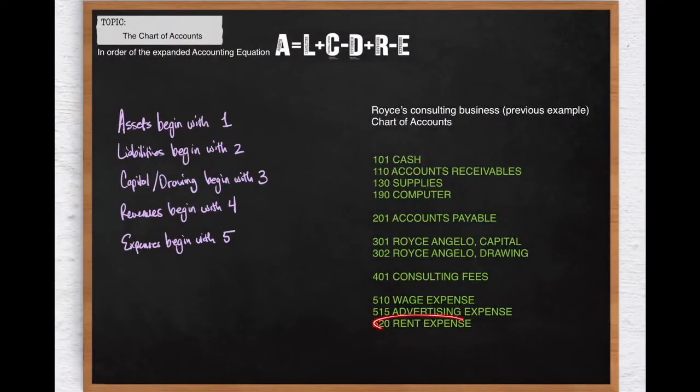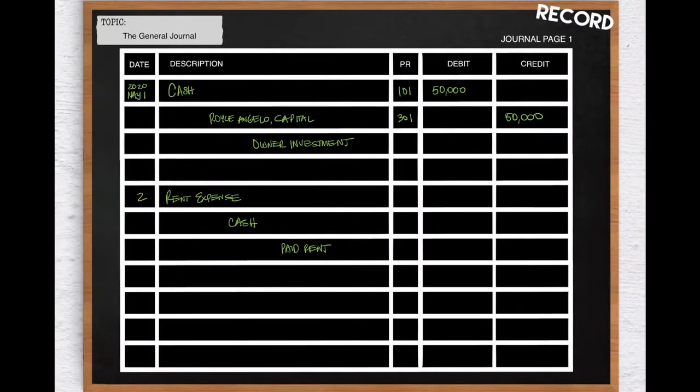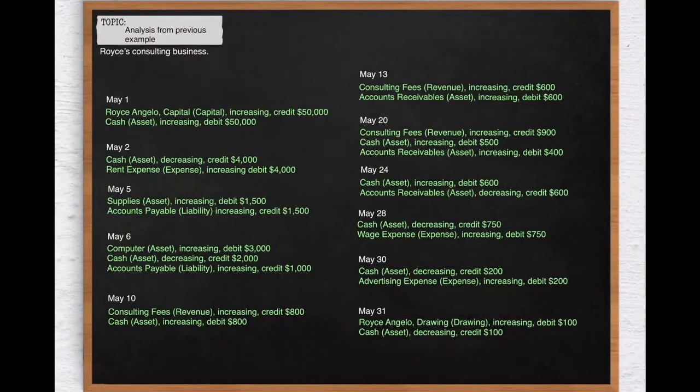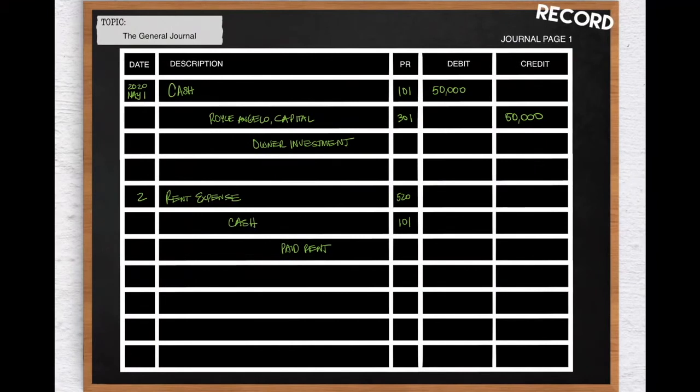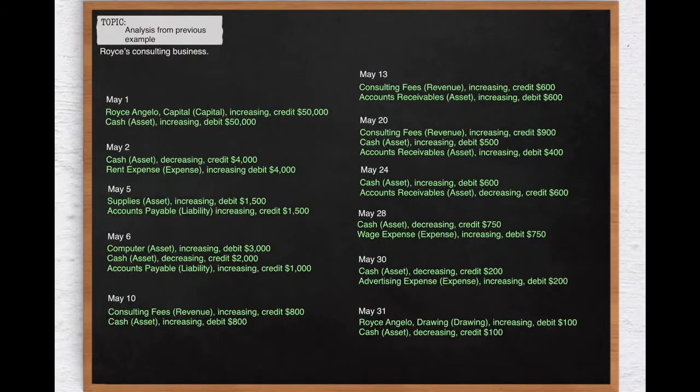Now we're going to look at the post-ref number or post-reference number. Cash is 101 and rent expense is 520. So rent expense is 520 and cash is 101. We're getting that from the chart of accounts. The amount is $4,000. So we debited rent expense for $4,000 and credited cash for $4,000. Important things there. You skipped a line before recording the next transaction. You didn't have to put the month and the year again and only put the date down because again, it's listed on the very top.